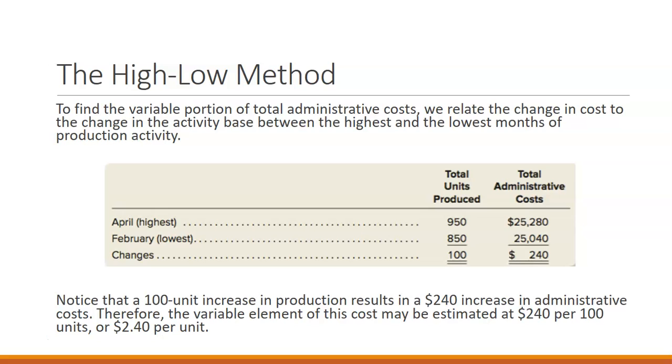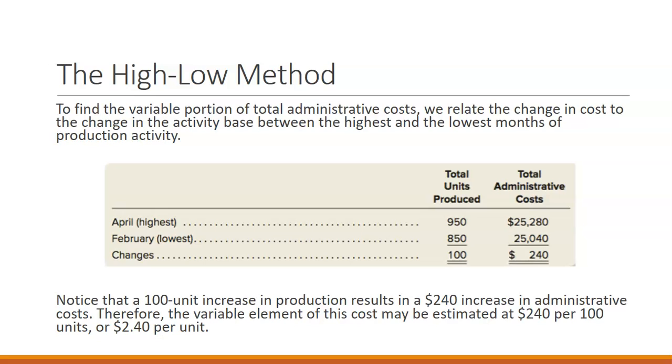We look at the change between the highest amount and the lowest amount. What we figure out is that there's a 100-unit increase in production, resulting in a $240 increase in administrative costs. Therefore, the variable element of this cost is estimated at $2.40 per unit. We can then put that back into our equation to calculate what the fixed cost is.